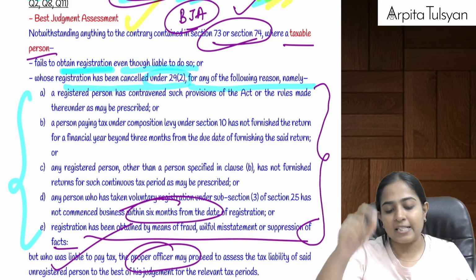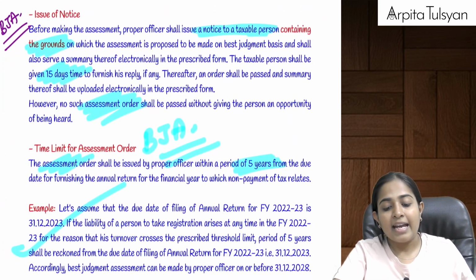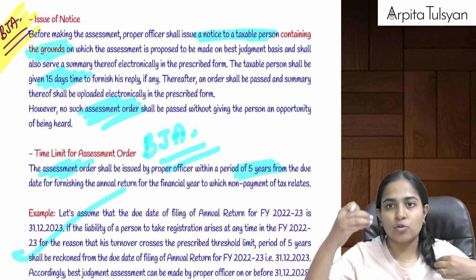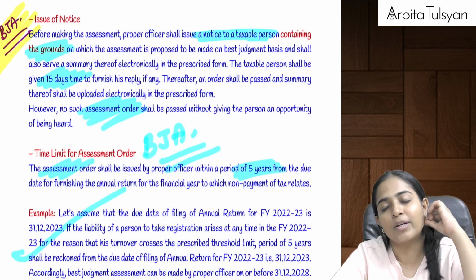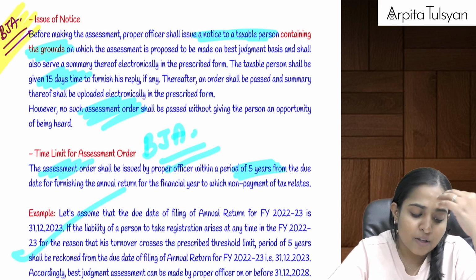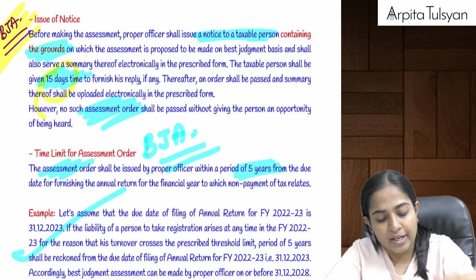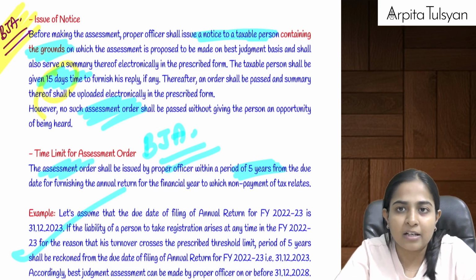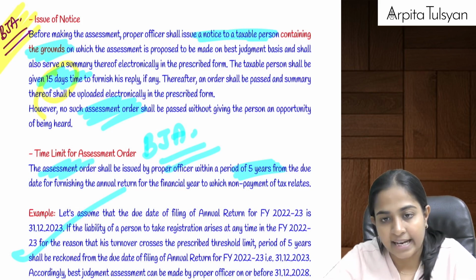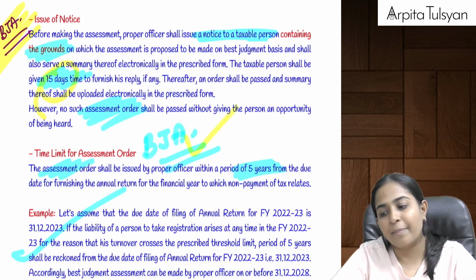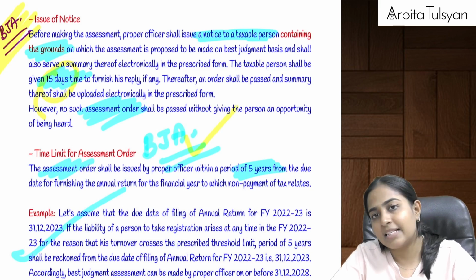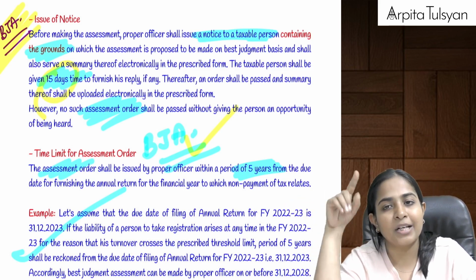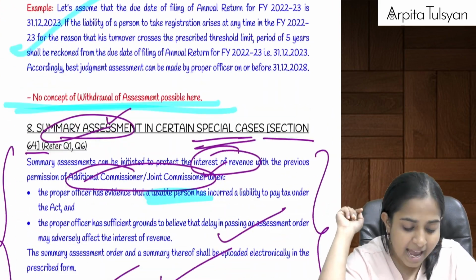So in that case, the proper officer can again issue a notice to them on the grounds that so and so amount, because of so and so reasons, tax is due from them. So please furnish a reply within a time period of 15 days. And after giving them a reasonable opportunity of being heard, if we are not satisfied with the reply that they have given, then we can proceed ahead for best judgment assessment order. And again, this best judgment assessment order can be passed within a time period of 5 years from the due date of filing the annual return.